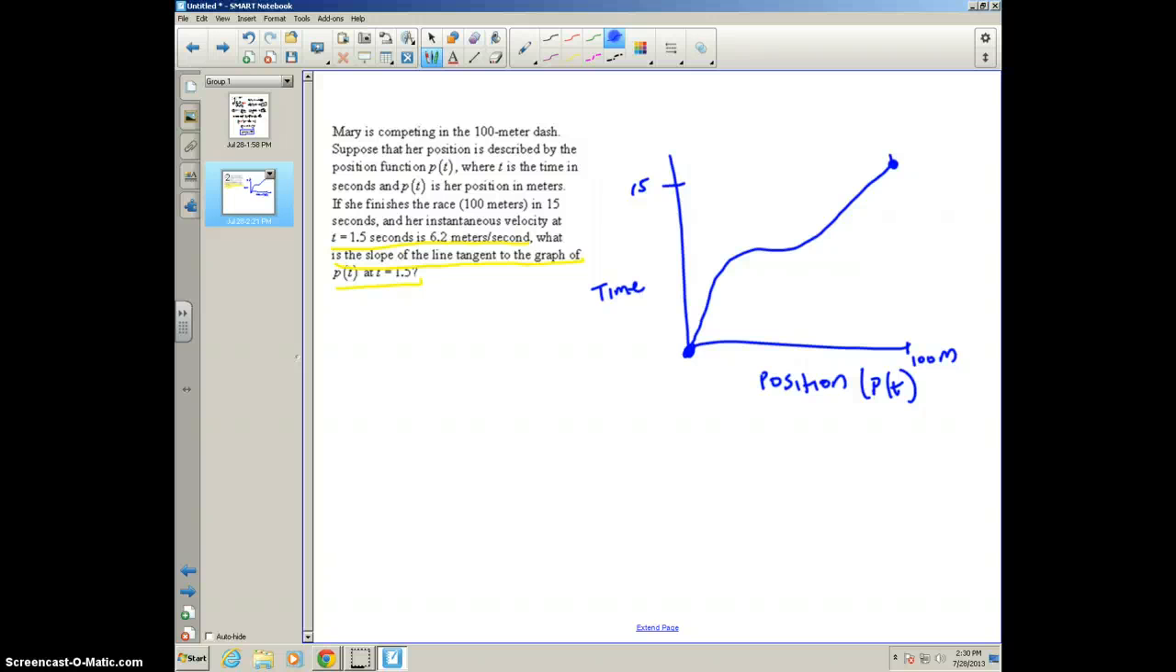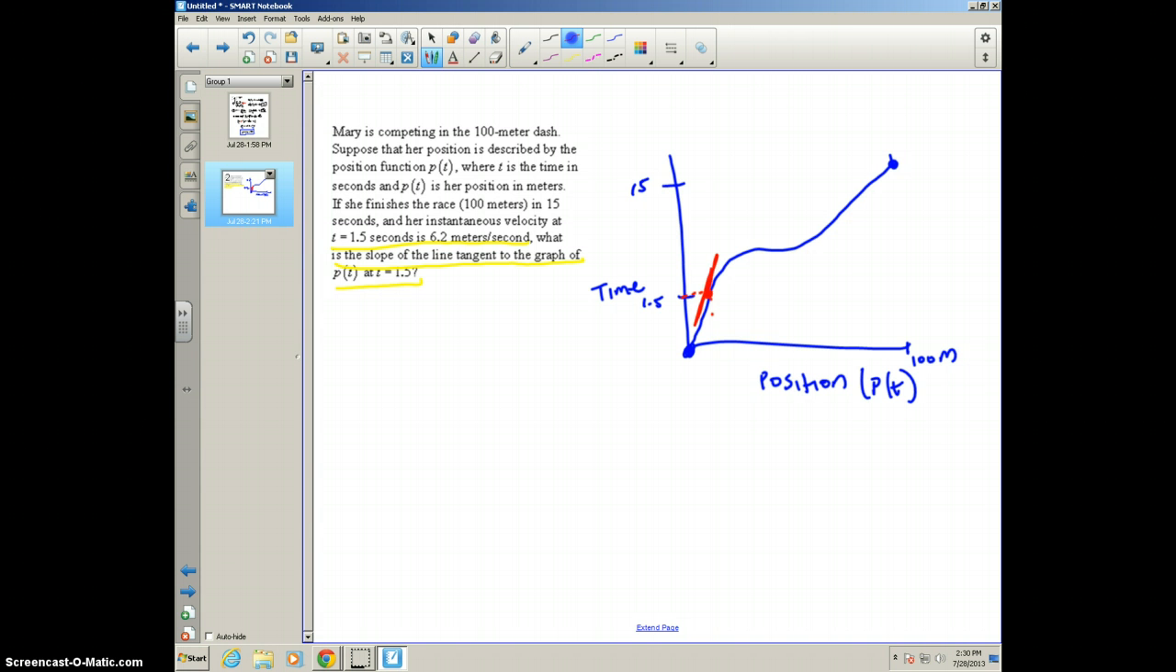We're asked, what is the line tangent to the graph of p(t) at 1.5? So we have 1.5 seconds somewhere here. We can say right here, 1.5 seconds. What we're looking for is, at some random point, what is her speed? Okay, so there's a straight line here, so what is her speed?